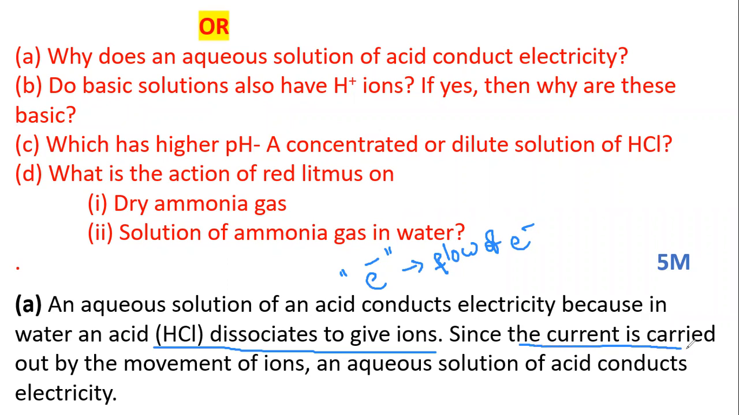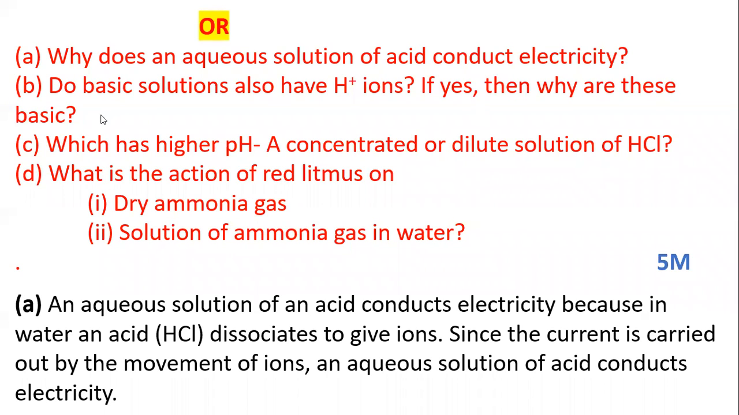Since there is current, current will be produced. So the solution will conduct electricity only by the formation of ions. If there is no formation of ions, there is no conduction. Just look at the answer. An aqueous solution of an acid conducts electricity because in water, an acid dissociates to give ions, since the current is carried by the movement of ions. An aqueous solution of acid conducts electricity. Understood? Then we'll move to the B question.